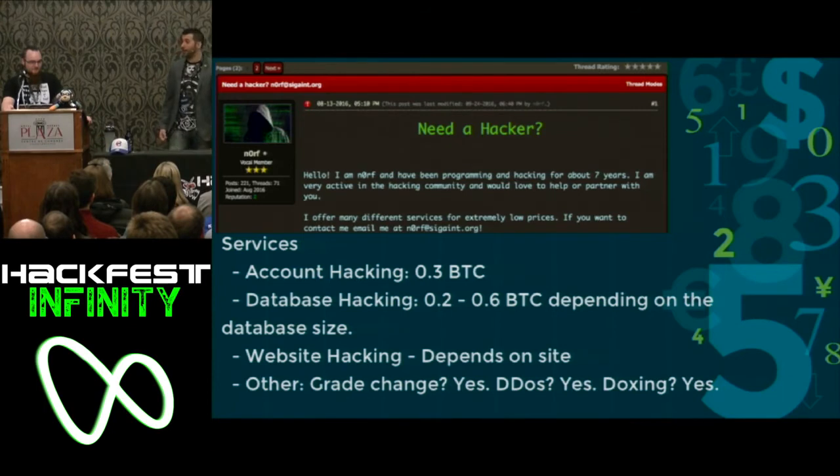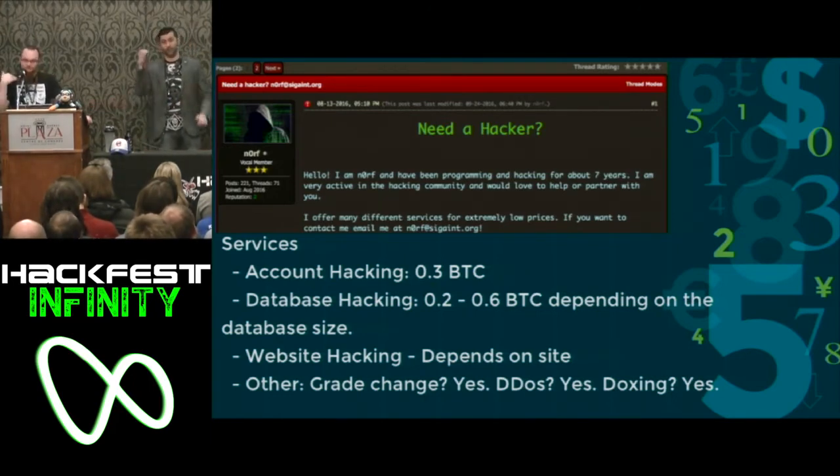A lot of hackers and dark web people in general, phishers, scammers, extortionists, DDoS extortionists, love SIGAINT. They're all over SIGAINT. If you see SIGAINT on a website or in an email, just run, get out.